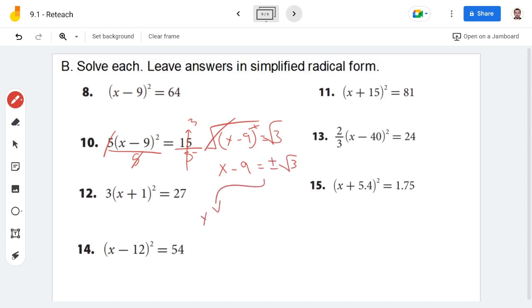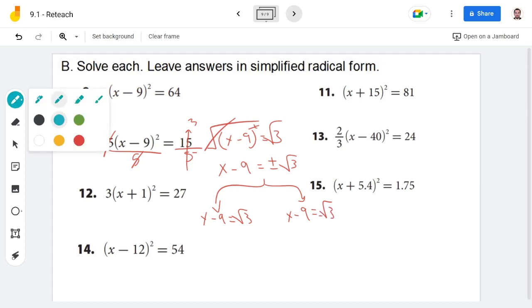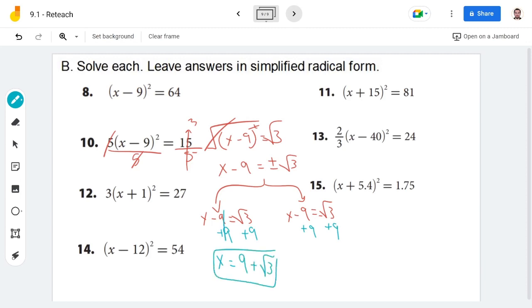So now we do the same thing. x minus 9 equals positive square root of 3, and here x minus 9 equals negative square root of 3. Now we add positive 9 to both sides. Now you cancel this out, so x is equal to, I told you we can't add them together, 9 plus square root of 3, and here 9 minus square root of 3. So that's the answer, and this is lesson 8.9.